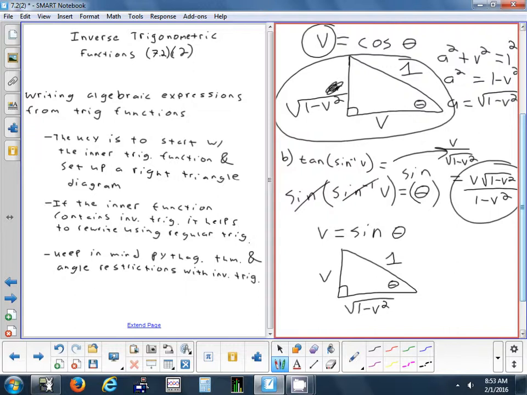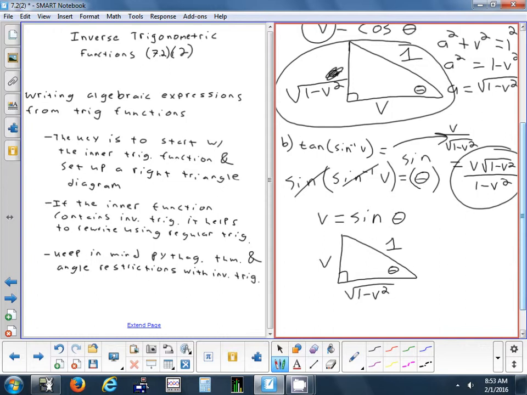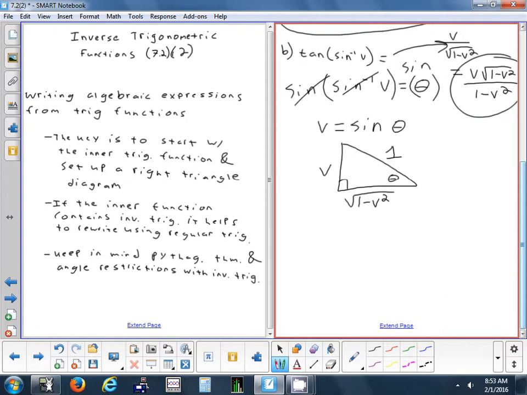If I wanted to check and make sure my answer was right, I would probably plug the original one in with the square root in the bottom. I think that's easier to type into a calculator than this one. You can type this in, it's just you're going to need a few more parentheses, and it's a little harder to type in. Any questions on that one?